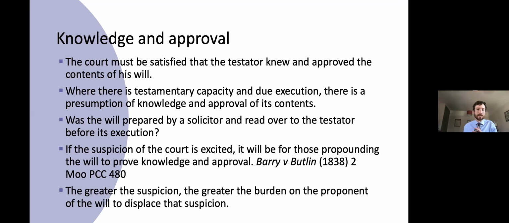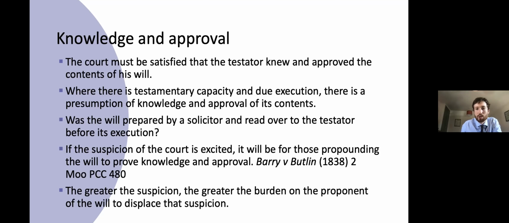Now that makes sense because if the testator's had capacity and it's been properly executed, that means that two witnesses have seen the testator sign the will. The testator clearly had capacity to understand the will, so there's a presumption that he knew and approved of its contents. That presumption is even stronger if the will has been prepared by a solicitor and read over to the testator before its execution, as is standard practice. So if it's been read over to the testator, it'd be a very strong presumption that they know and approve of the contents, otherwise they wouldn't go on to sign it.